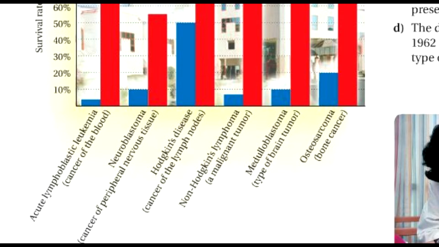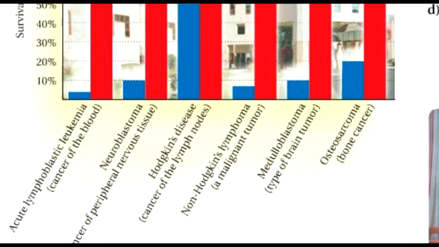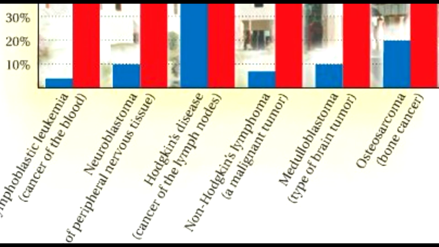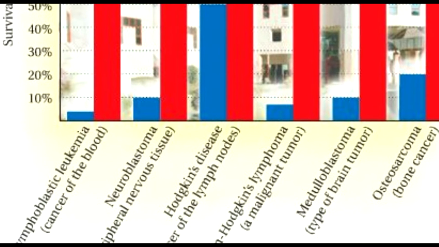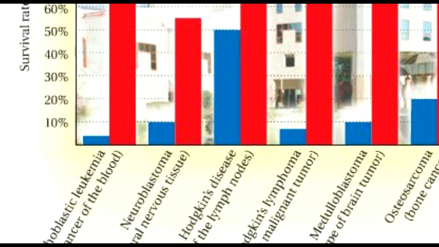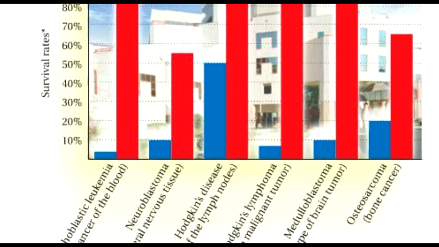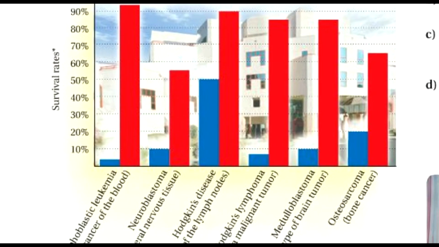What was the survival rate of Hodgkin's disease in 1962? What percentage of the people survived? Let's look at the table. So I said 1962, so we're going to look at the blue. We're going to look at the blue rectangle, and it goes all the way across to what percentage? 50%. Now, what if I wanted to know the same thing for the present day? Wow, it's gone all the way up to 90%.